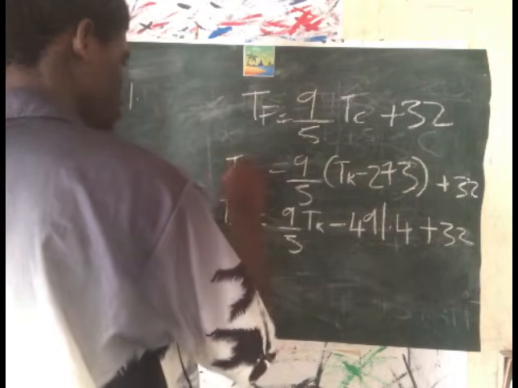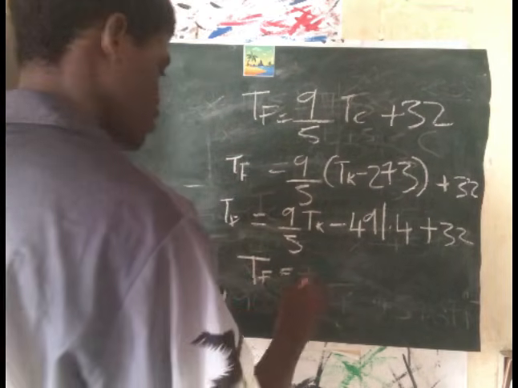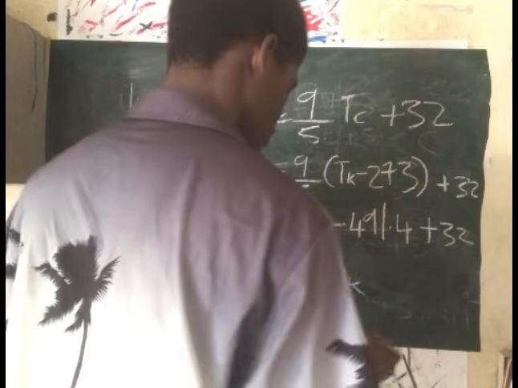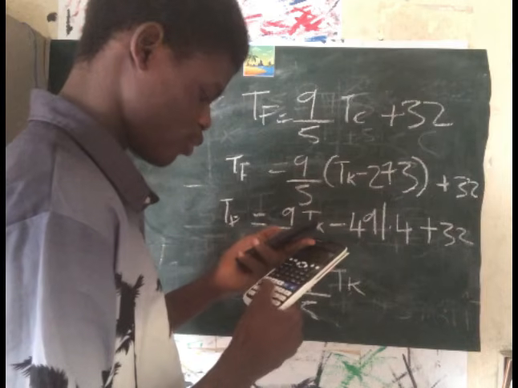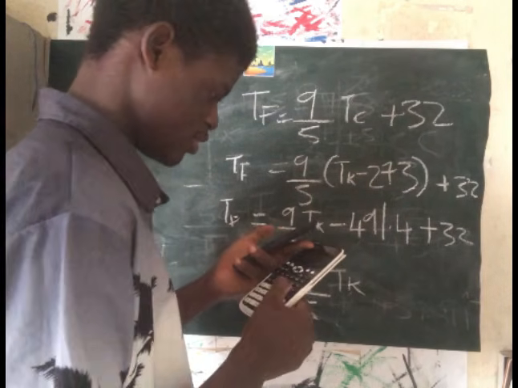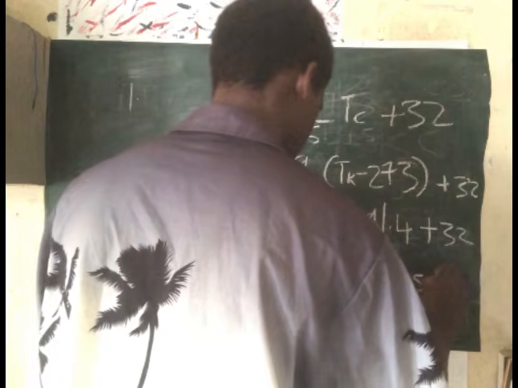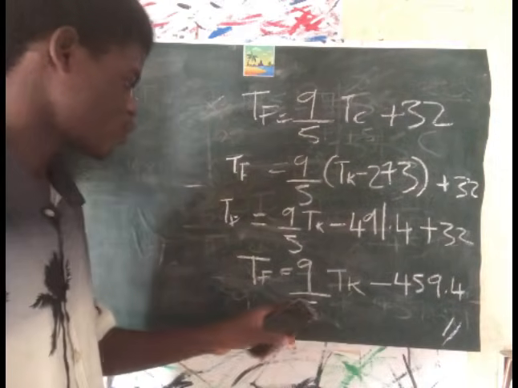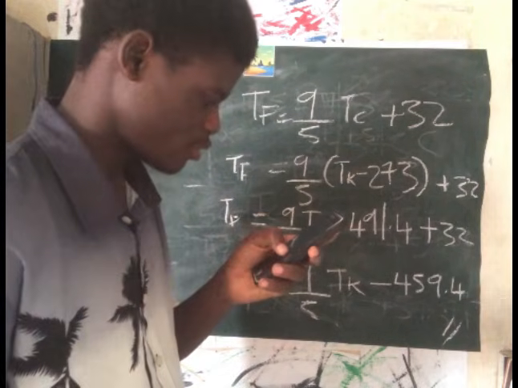So degree in Fahrenheit will be 9/5 TK minus 491.4 plus 32, that's minus 459.4. So this is the formula if you want to convert Kelvin to Fahrenheit, and that's option B.